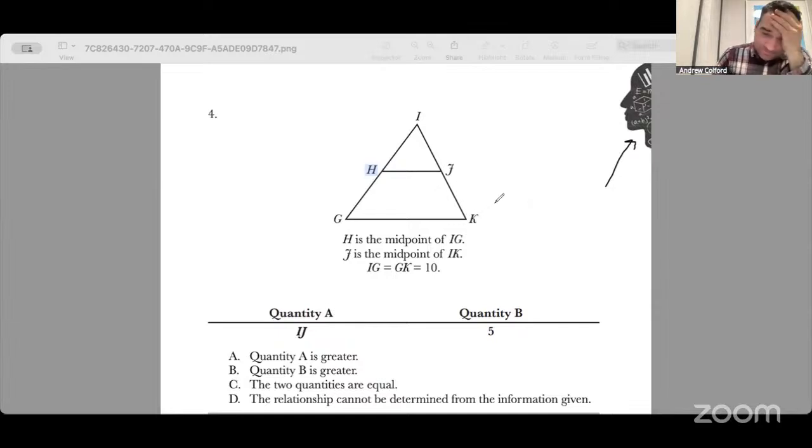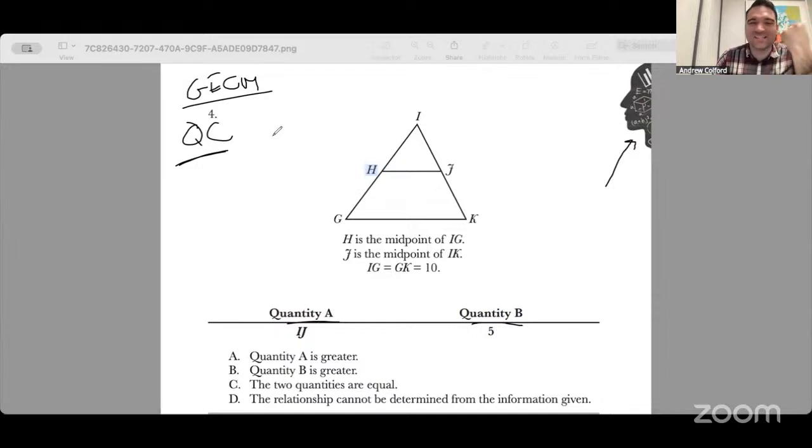Anyway, so just to categorize this question real quick, clearly geometry, right? Because we have a circle, and very importantly, quantitative comparison. And we always want to leverage the format of the test against the test, right? Like we know what quantitative comparison is and kind of what it's about. So let's take a look at this one.